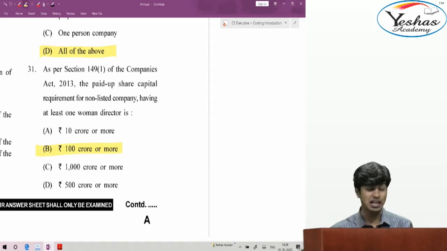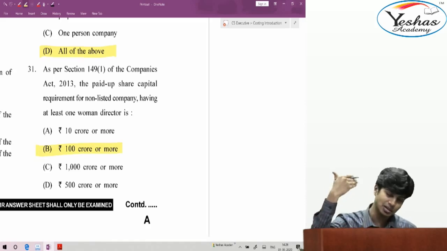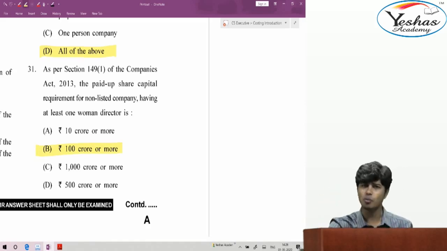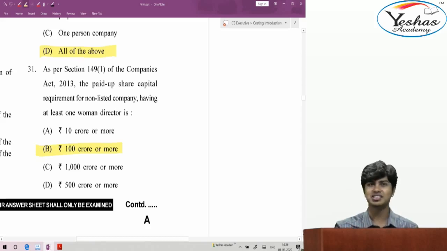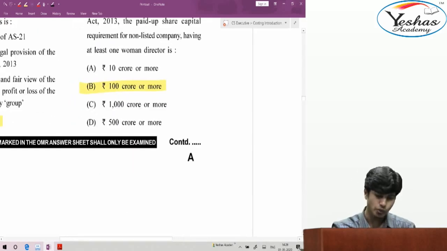Or if the company's turnover exceeds 300 crores, again it is supposed to have a woman director. So PUC greater than 100 crore, turnover greater than 300 crore. If it is unlisted, mandatory woman director. If it is listed, don't look at these conditions, mandatory woman director. Done. So that is with respect to question number 31. Let us now quickly go to question number 32.